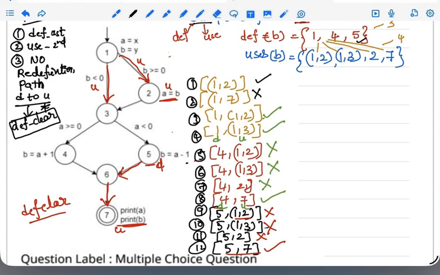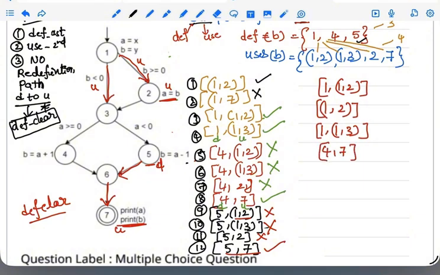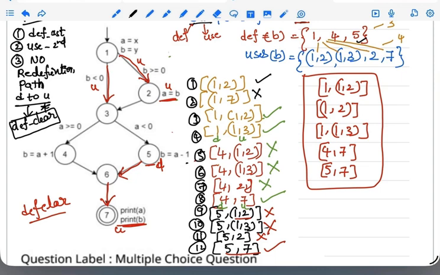So the valid du pairs are 1 comma 2, 1 comma 12 and 1 comma 13, and 4 comma 7 and 5 comma 7. So valid du pairs are definition and use pairs, so the answer for this question is 5.